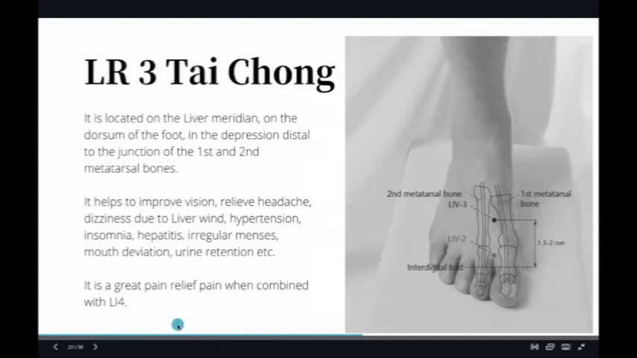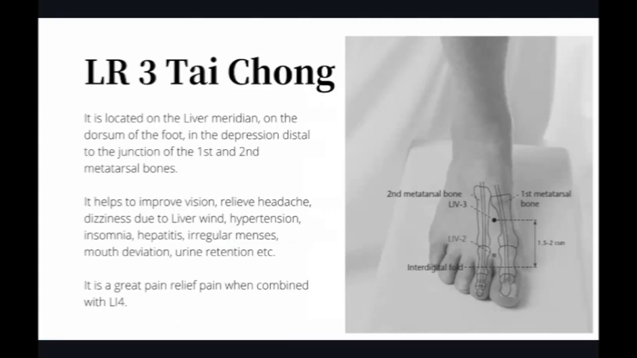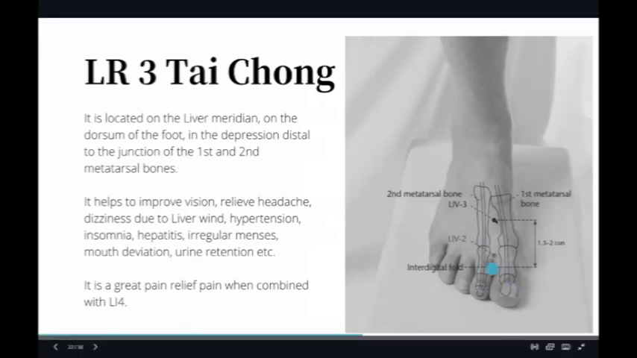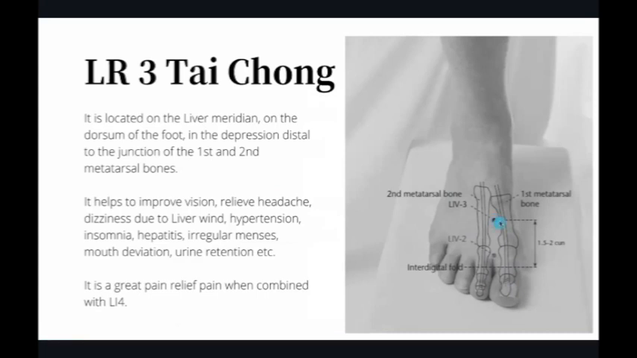And Tai Chong, again, is related to the liver that we talked about, that we need to protect during the springtime. It is located on the liver meridian, and it is the third point on the liver meridian, between the big toe and the second toe, just in the depression here, between the first metatarsal and the second one.